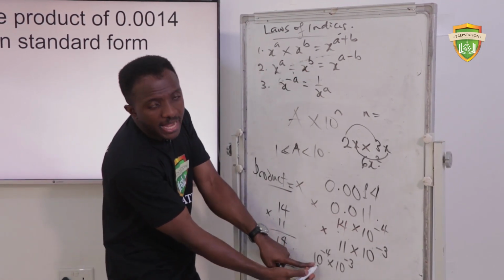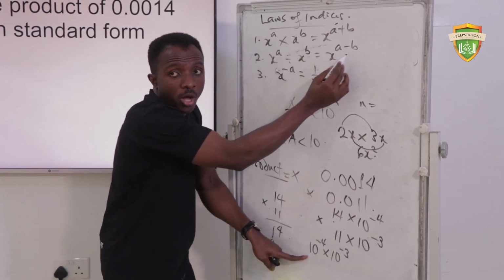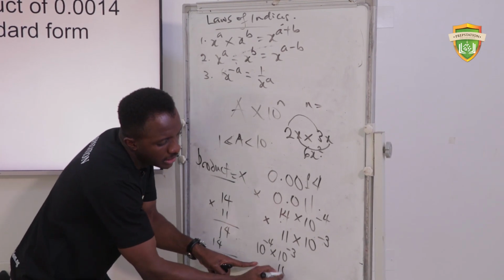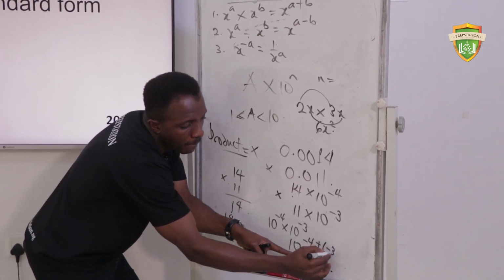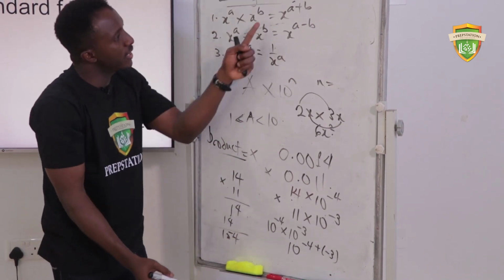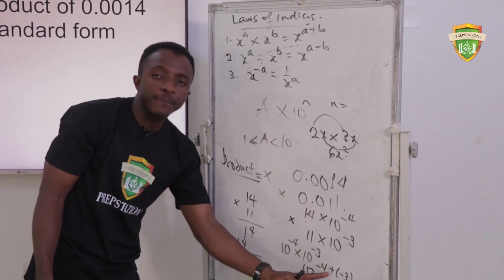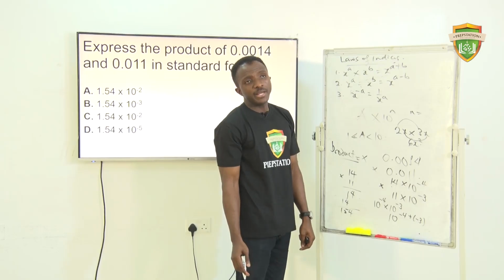Now this is 10 raised to the power minus 4 times 10 raised to the power minus 3. That is law 1. It looks similar to law 1. So this will give us 10 raised to the power minus 4 plus minus 3. Take note, we are adding the powers. So minus 4 plus minus 3. And we know that minus times plus is minus.